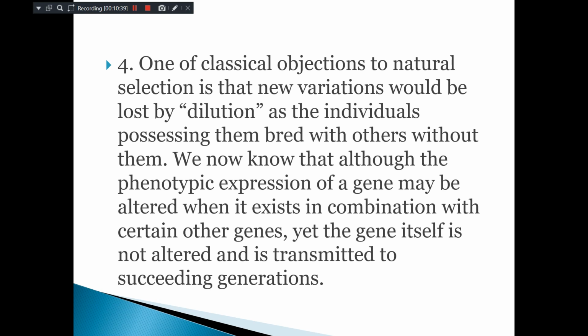Then, one classical objection to natural selection is that whatever new variations are developed by the organism may be lost by dilution. What do you mean by dilution? An individual possessing a new variation, if bred with another without that new variation, may have its chances of passing on this new variation to the future generation diluted, because there are more individuals which do not have this character, and when they breed with the one that has the new character, it may get diluted.